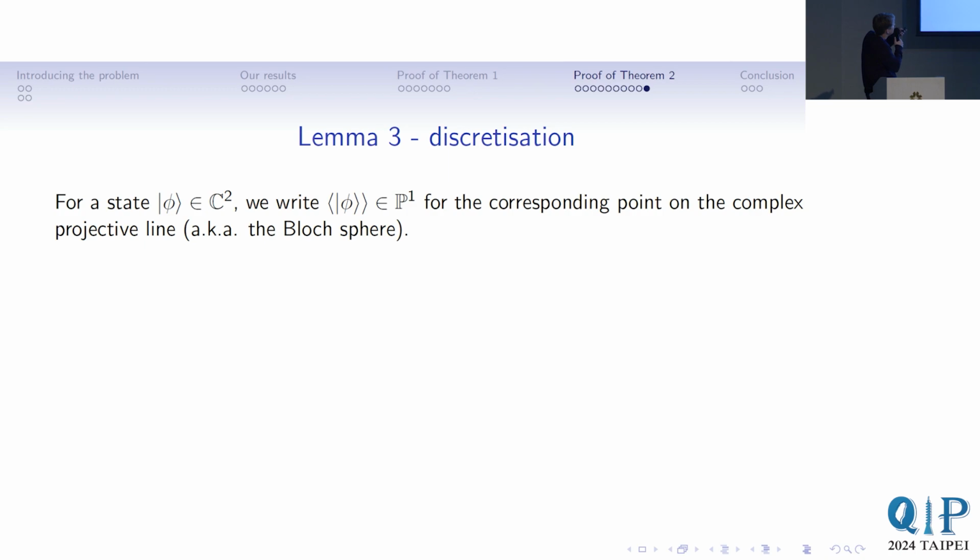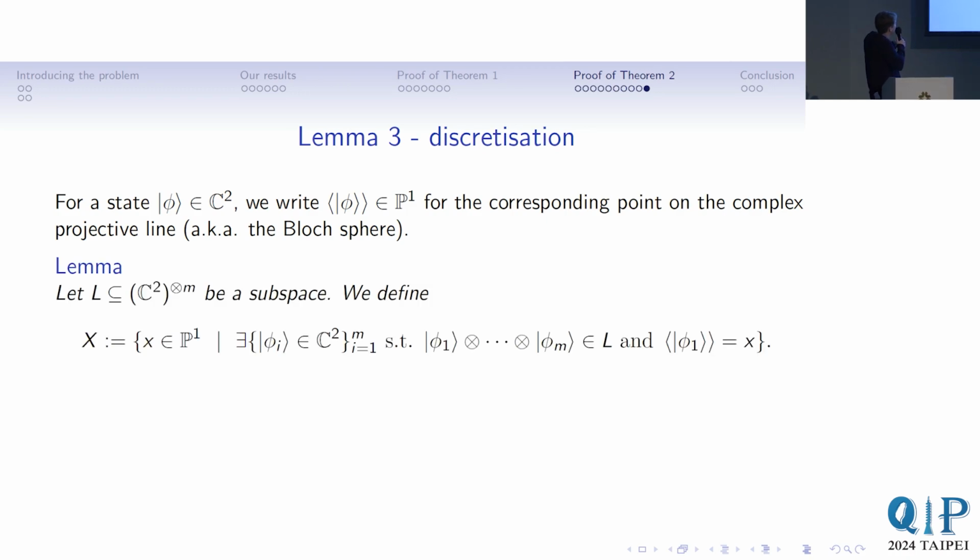If you've got a state of a qubit, we'll use this angular bracket notation for the corresponding point on the Bloch sphere. Suppose we've got a subspace of an m-qubit Hilbert space. We define a set X, which is the set of all points on the Bloch sphere which extend to a product state in this subspace. Another way to say this is that it's the points on the Bloch sphere such that there exists a product state in the subspace, such that if you take the point on the Bloch sphere corresponding to the first factor of this product state, that's this point X. So it's all the points on the Bloch sphere that extend to a product state in the subspace.